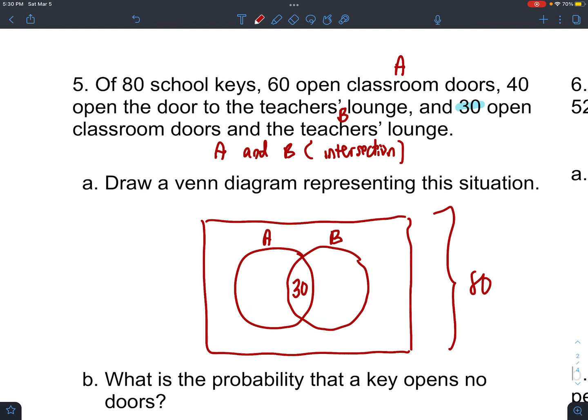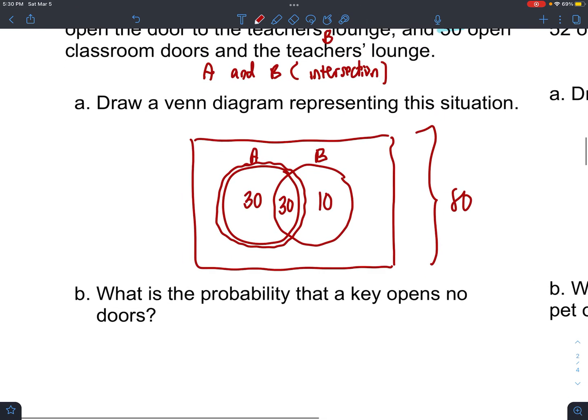A has 60. So inside of this A bubble, should be a total of 60. Does not mean that this is 60, because then you'd have 90. You see? So you actually have to do a little subtraction and figure out, okay, if A is going to be 60, it's got to be 30 where it's just A, and 30 in the overlap. And same thing for B. 40 keys open the teacher's lounge, B, but 30 do both. So there's only room for 10.